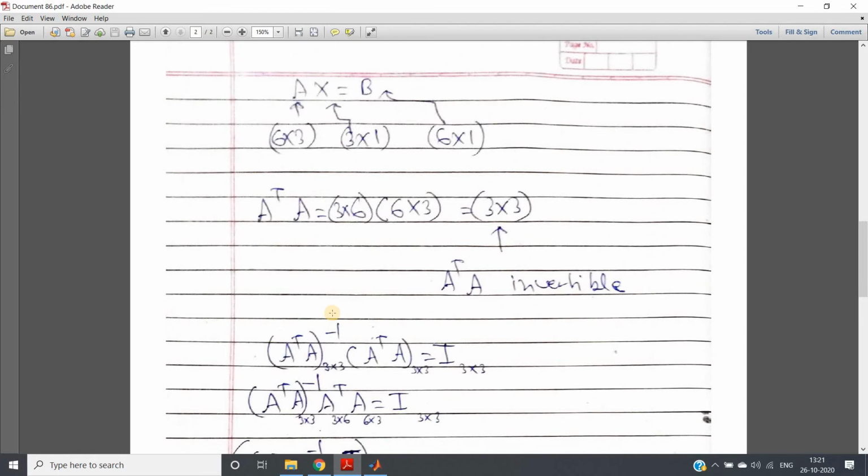Okay, so now what can we do? Simple. Suppose the inverse of A transpose A is A transpose A whole inverse. Like this we can represent the inverse, right? If you multiply one matrix with its inverse, we should get the identity matrix. I hope this equation is also clear to you. A transpose A whole inverse multiplied by A transpose A equals the identity matrix. And obviously the identity matrix is going to be 3 cross 3 because both are 3 cross 3, right?